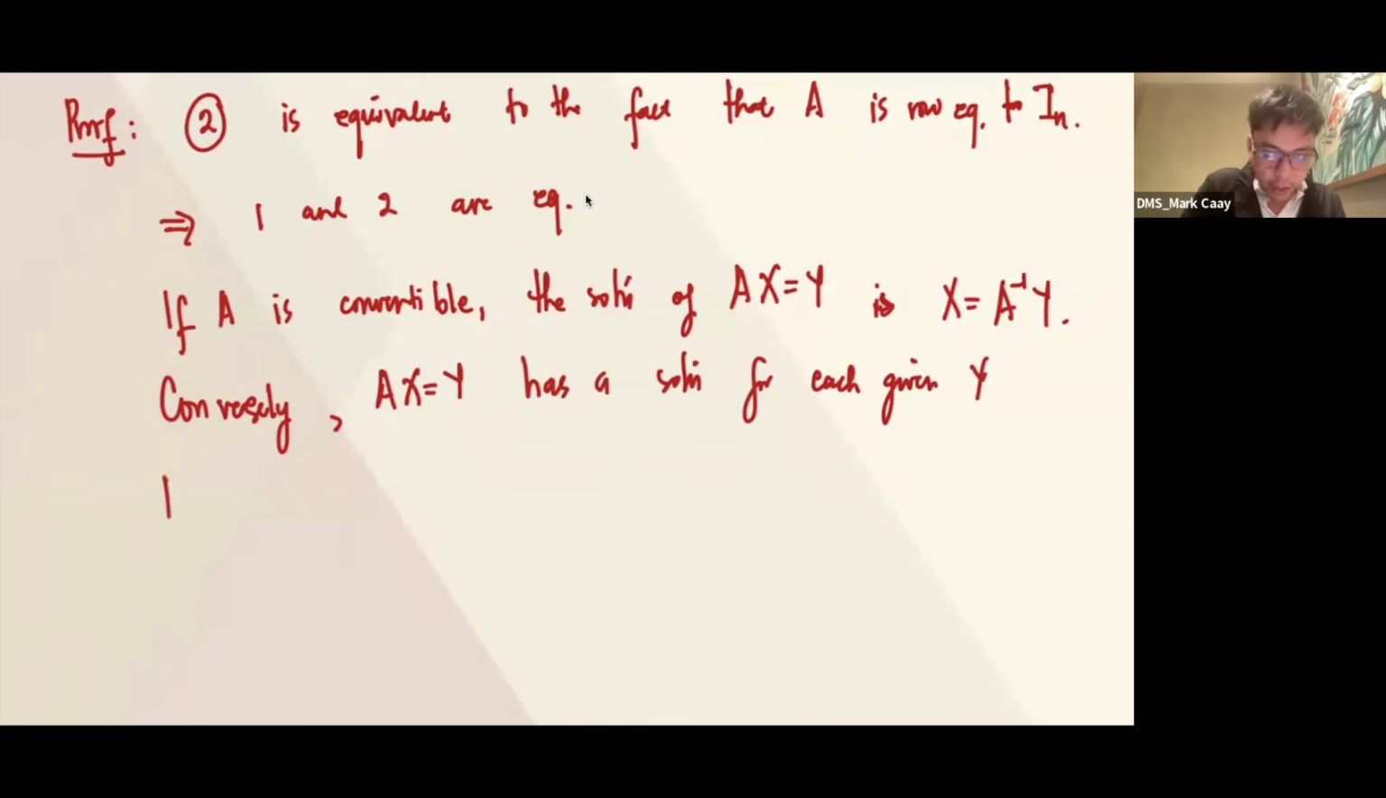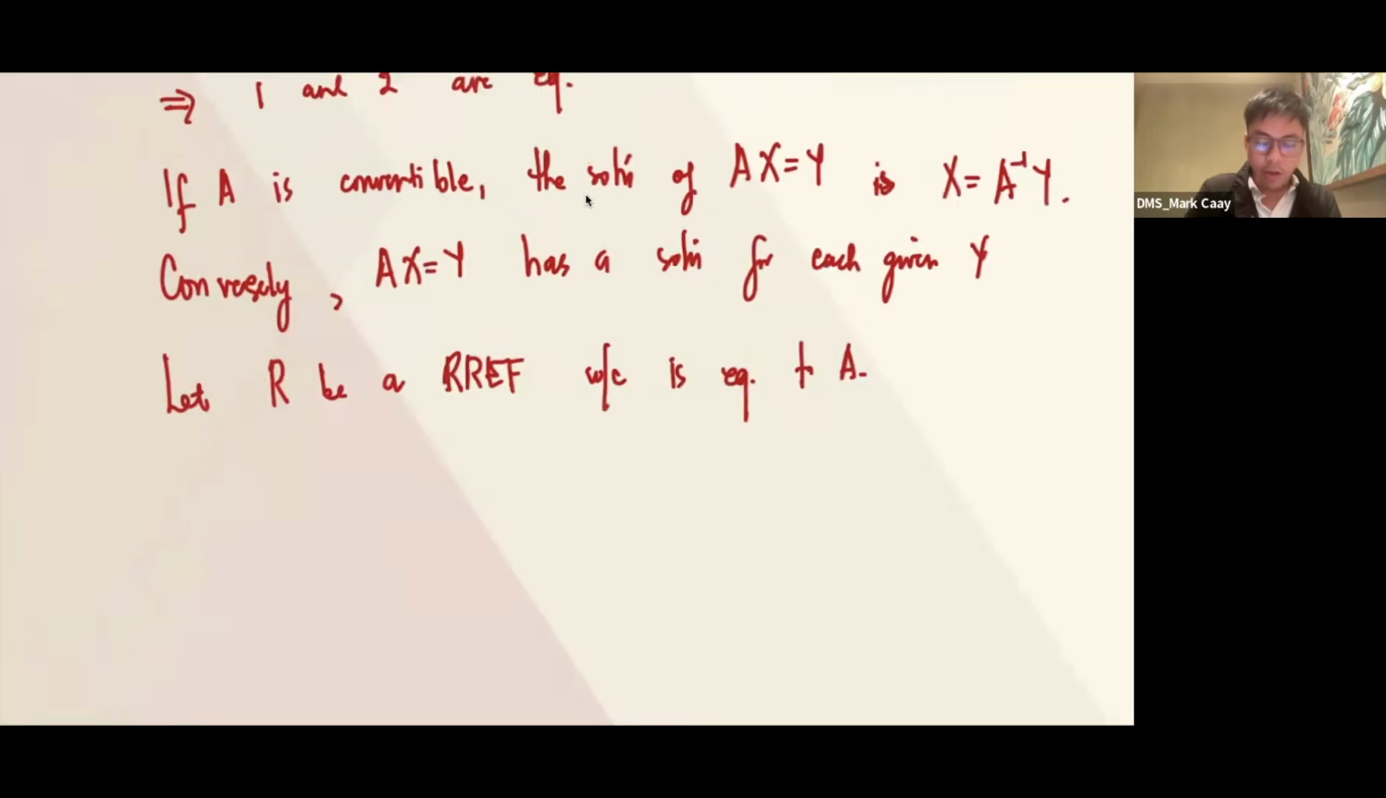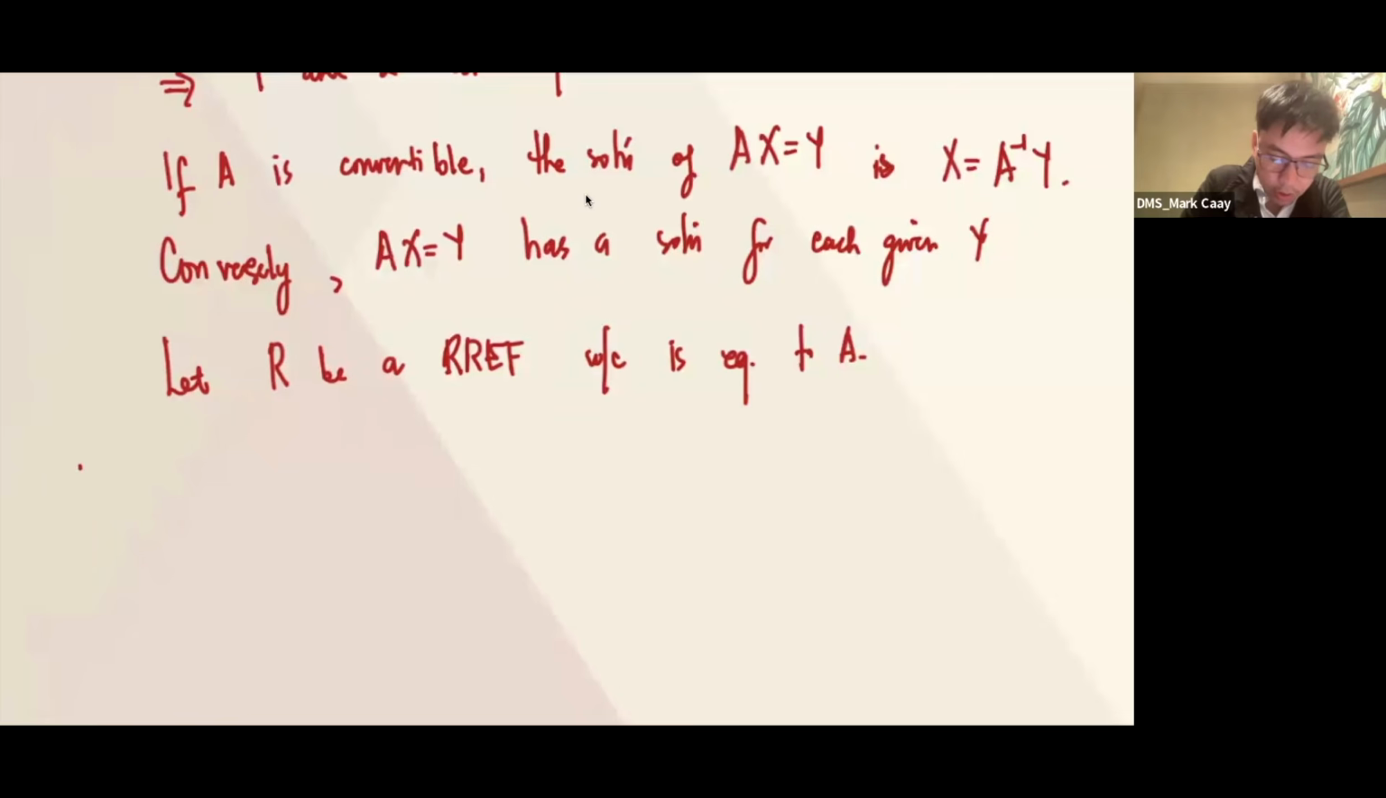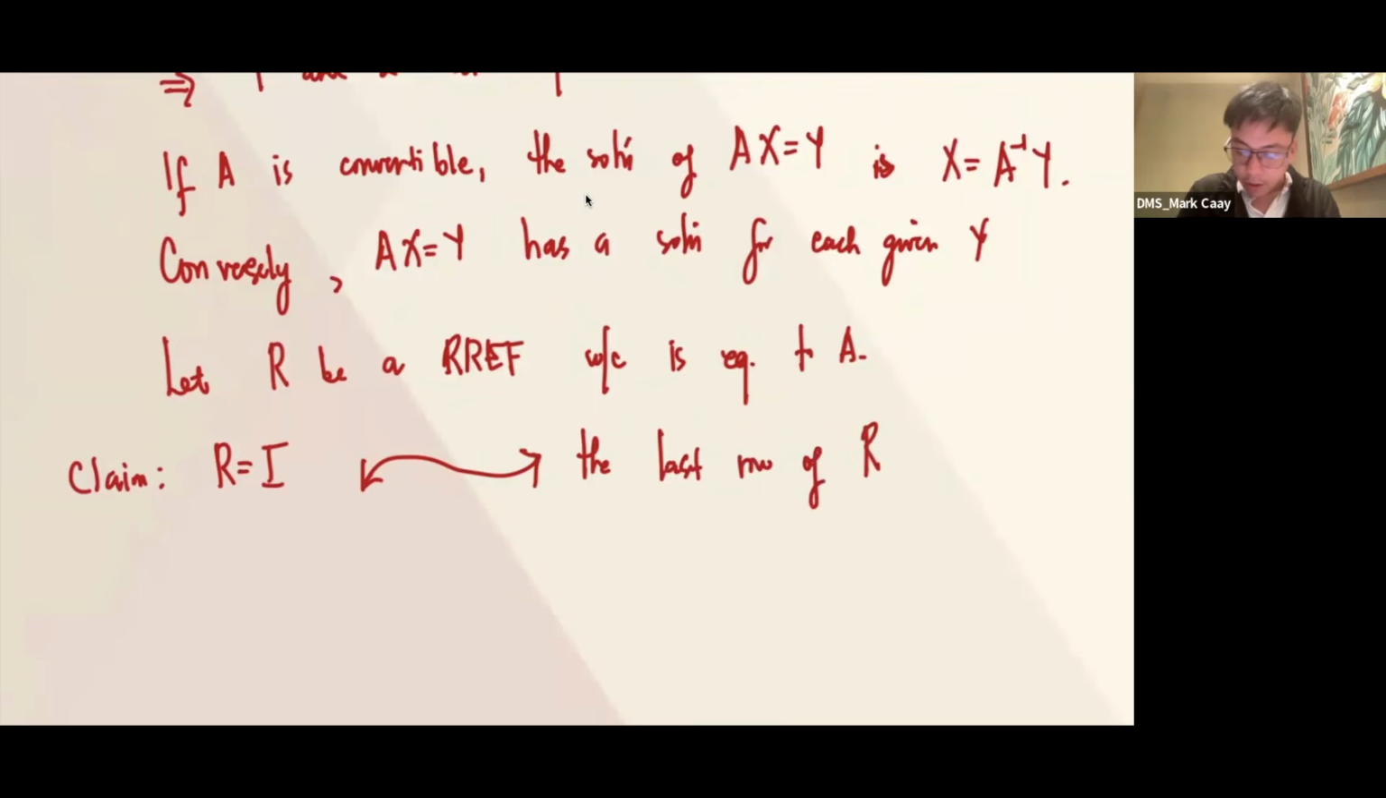Okay, conversely, AX equals Y has a solution for each given Y. So here, let R be an RREF which is row equivalent to A. In this case, we claim that R is equal to the identity. When we say R is equal to the identity, this is the same as showing the last row of R is not zero. In fact, this is not identically zero.